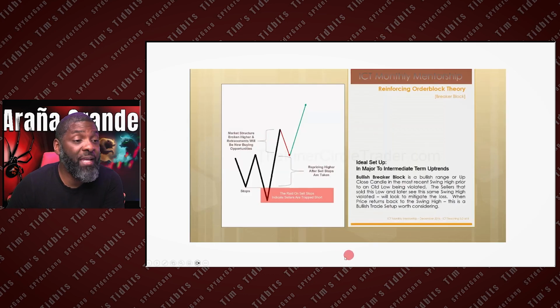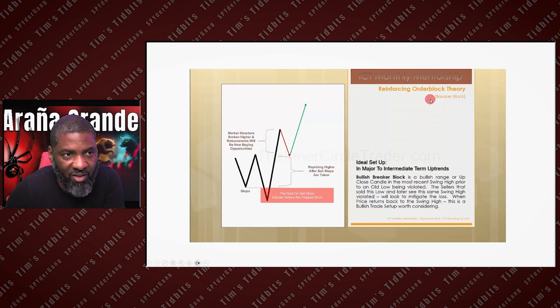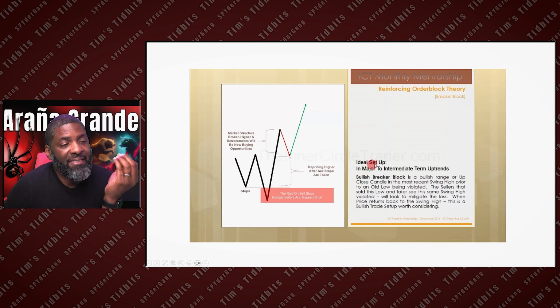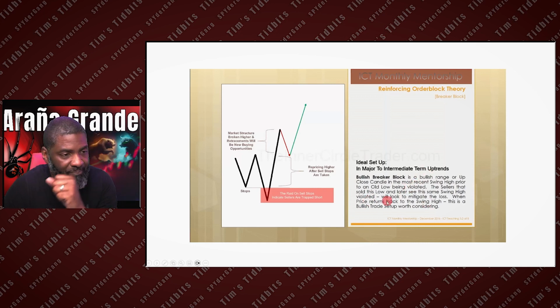So let's read what Michael says a breaker is. The ideal setup for a breaker is part of order block theory. Breakers are a part of order blocks. It's actually called a breaker block. So the ideal setup for a bullish breaker is in major to intermediate term uptrends. So if you're in a major or intermediate term uptrend, you want to be looking for bullish breakers at key points.